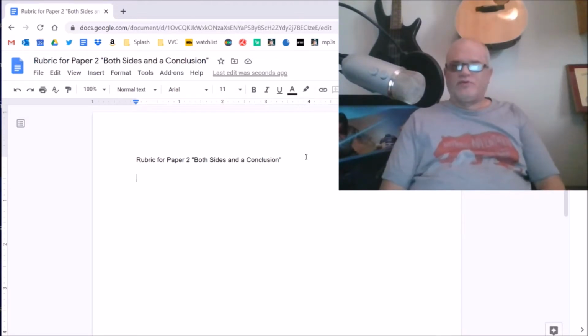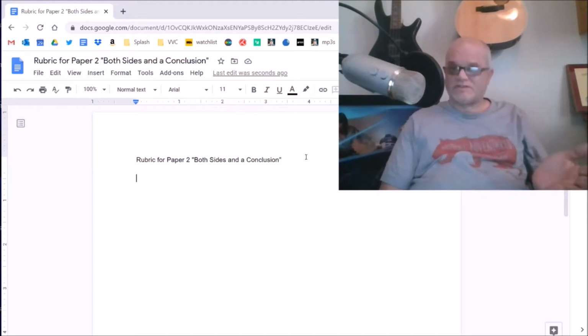We call paper 2 both sides and a conclusion. And what this means is that you're going to examine both sides of an argument in 3 sections. In other words, first section, first point of view, second point of view. And you're going to be very neutral about them both. Now, you're the writer, so I do want you to have a position in your head, but I don't want you to reveal it. And I want you to use equal focus on each of the 3 parts of your body.